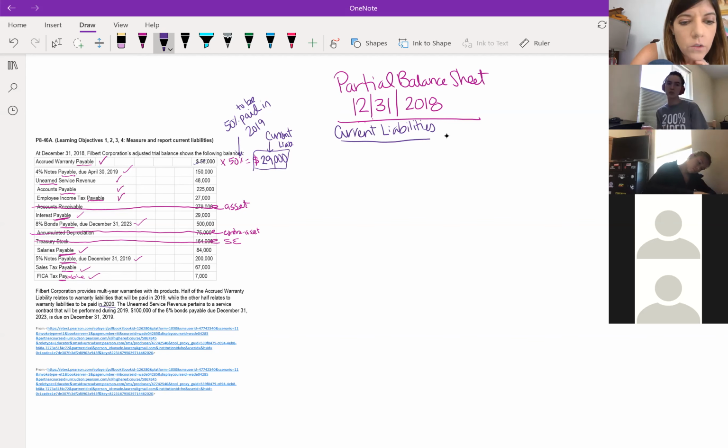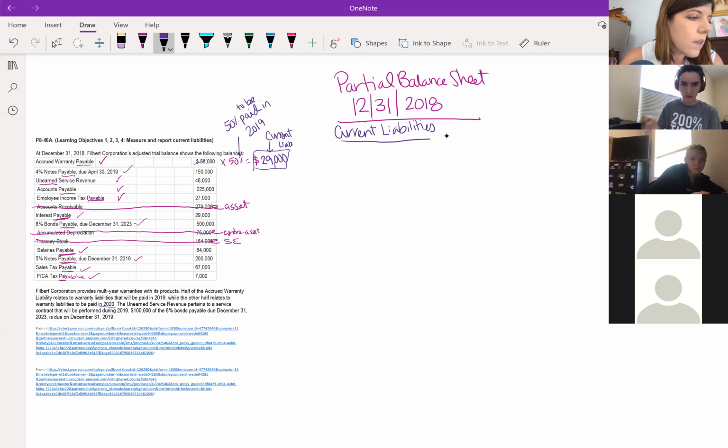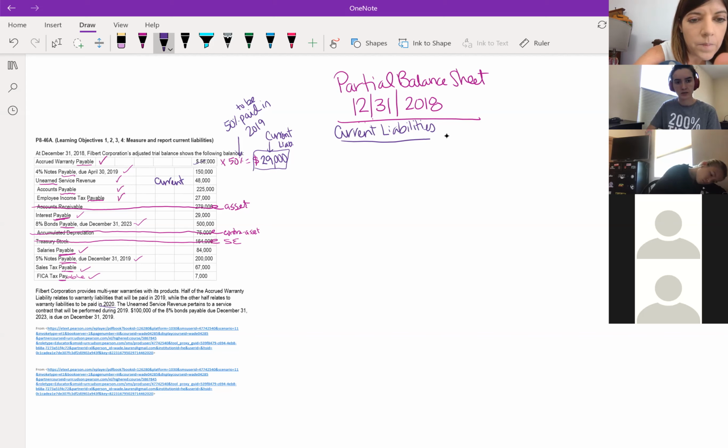The unearned service revenue pertains to service contracts that will be performed during 2019. So unearned service revenue, 48,000, is that 100% going to be included? They said that it's going to be performed during 2019. Is that the coming year? Yes. So they're going to earn 100% during the coming year. So it's going to be current. Got it. Yeah, that one was kind of tricky.